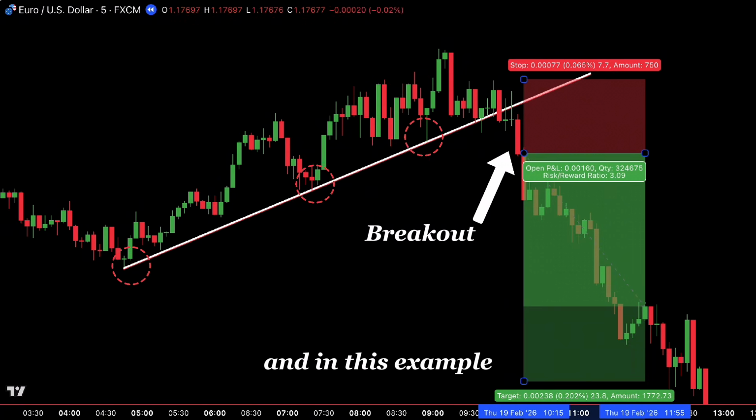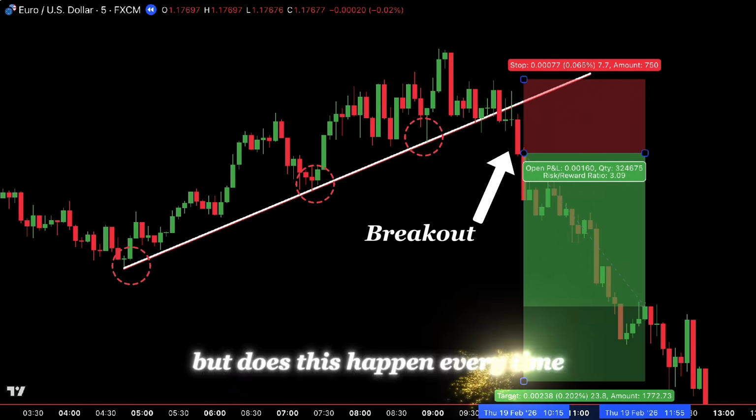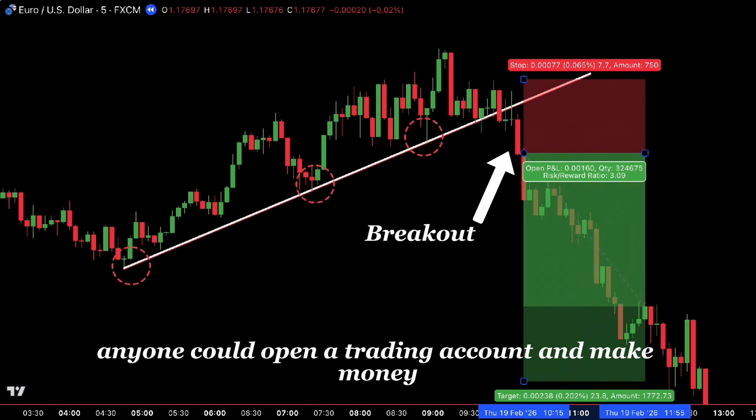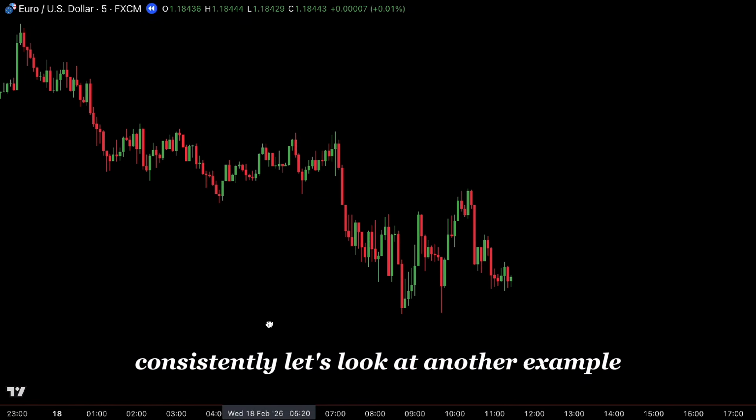And in this example, the market moves directly to the target. But does this happen every time? Of course not. If trading were that easy, anyone could open a trading account and make money consistently. Let's look at another example.